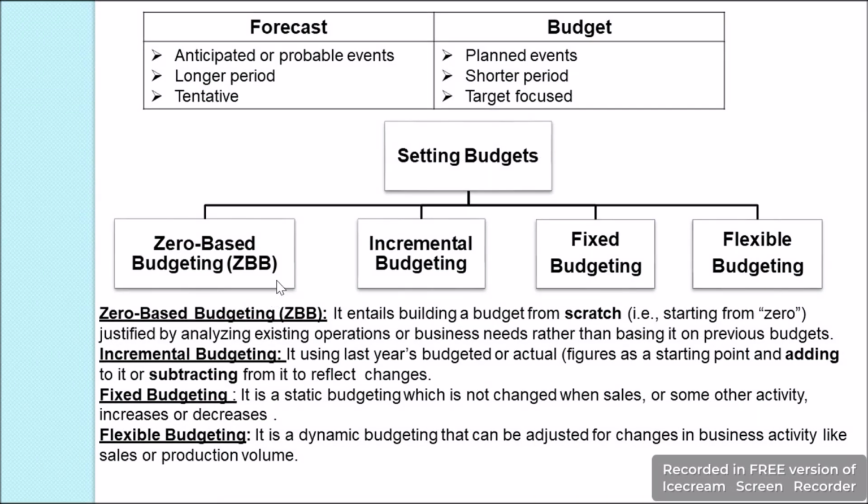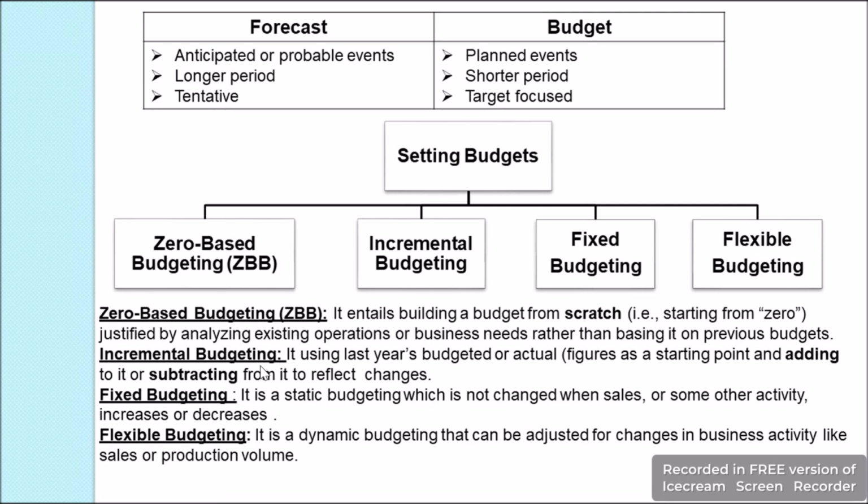There are various ways of setting or classifying budgets, but based on our syllabus, we are going to learn 4 methods of budgeting. The first one is zero-based budgeting, then we have incremental budgeting, then fixed budgeting and flexible budgeting. So now let's understand zero-based budget. Zero-based budget is a budgeting technique in which all the expenses must be justified for a new period. That is, we start from zero and do not take the previous budget into consideration. We build up the new budget from scratch.